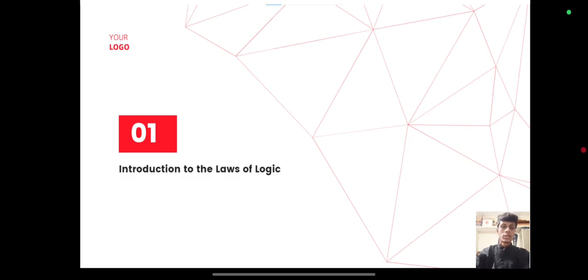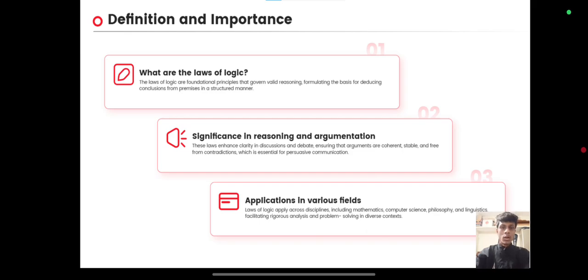Introduction to Laws of Logic. What are the laws of logic? The laws of logic are fundamental principles that govern valid reasoning, formulating the basis of deducing conclusions from premises in a structured manner. Significance in reasoning and arguments. These laws enhance clarity in discussion and debate, ensuring that arguments are coherent, stable, and free from contradiction, which is essential for persuasive communication.